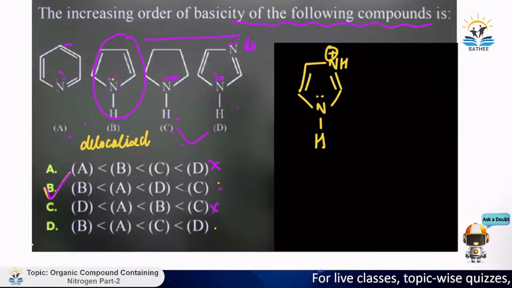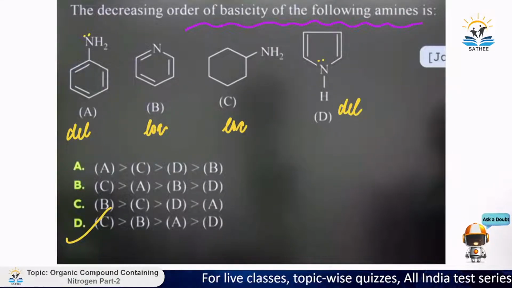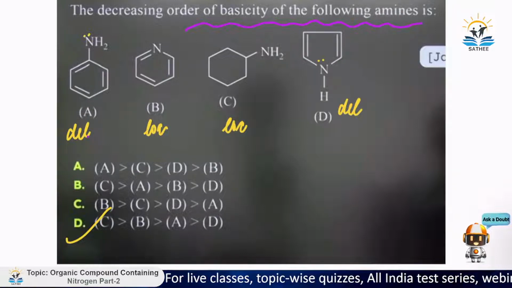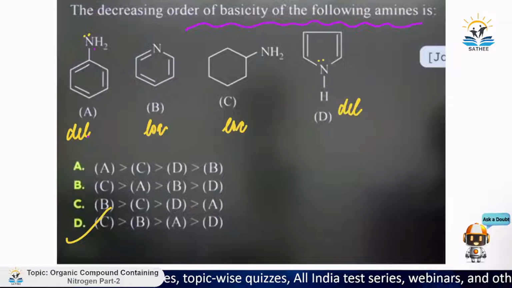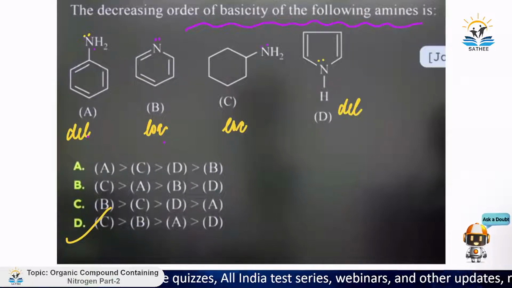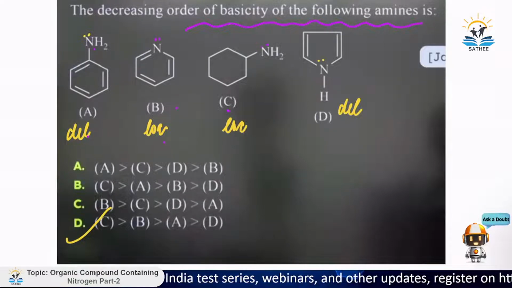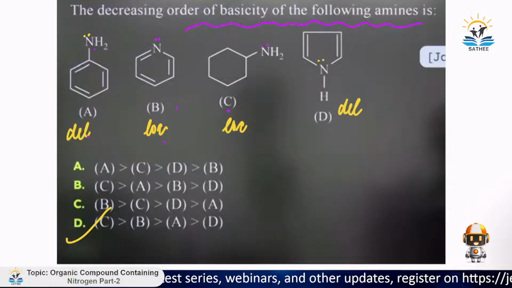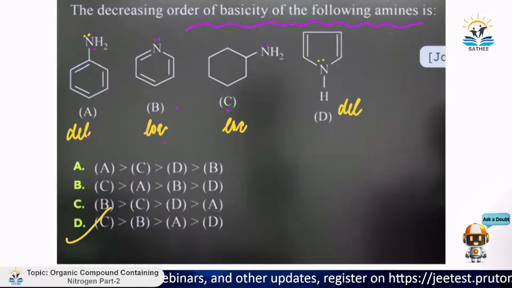Now moving on to the next question. The decreasing order of basicity of the following amines. Again, see for delocalized and localized electrons. So here electrons are delocalized. Here the electrons are localized. Here also they are localized and here they are delocalized. So B and C will be greater than D and A. Okay. Now among localized electrons, C will be greater.